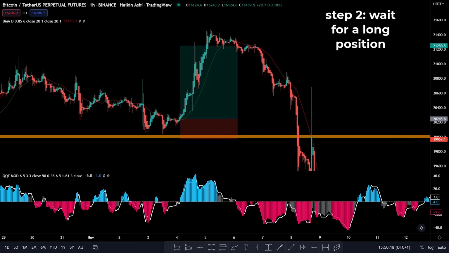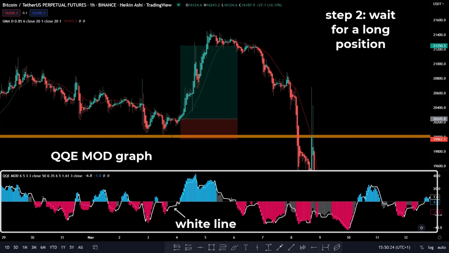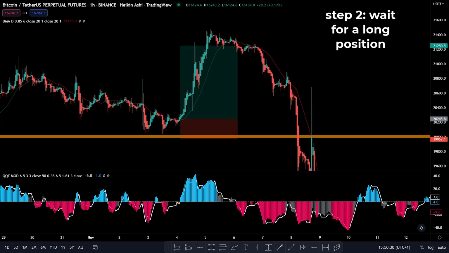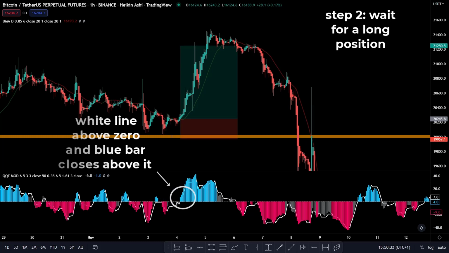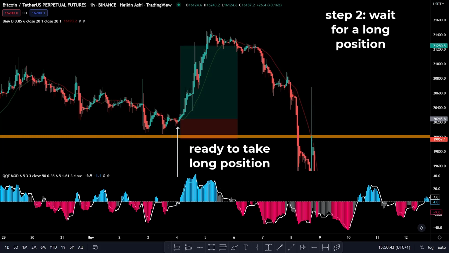Step 2. Waiting for a long entry position. As soon as we have found a good support zone and price is close to this zone, we look to the QQE mod graph. We see a white line going up and down, swinging around a horizontal line on level 0. Whenever this white line takes a positive value, that is, the line crosses the 0 level upwards, and we see a green, or in my case, a blue bar closing above this white line, we are ready to take a long position. However, before we do so, we have to confirm one more thing.